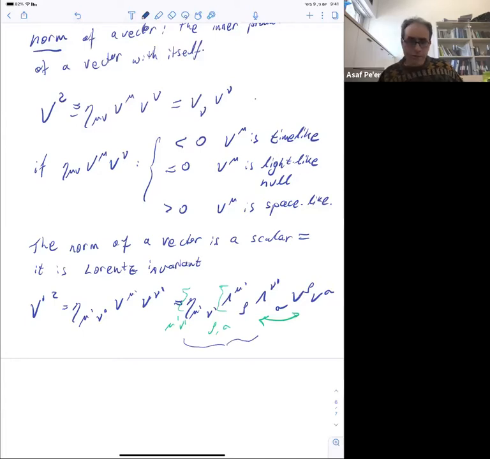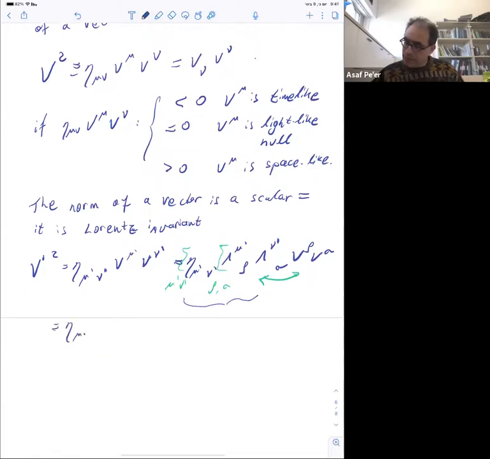But this is exactly the transformation law of eta. So I have eta mu nu, v rho v sigma, which is just the norm squared. To get used to the indices, it gets really, really quick. There's no problem. The scalar product works in a similar way. This is for the norm, but of course it works out for the scalar product of any two vectors. It's a scalar, so it's invariant.